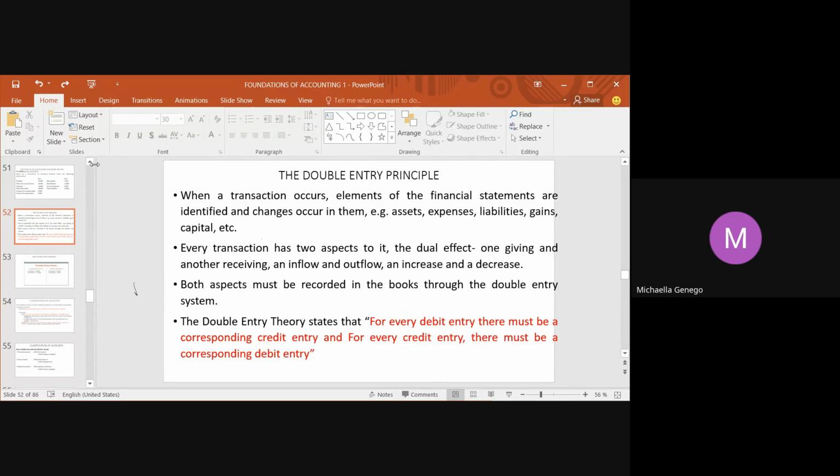Okay, so when we say double entry in accounting, we have a golden rule of double entry, which states that for every debit entry, there must be a corresponding credit entry.